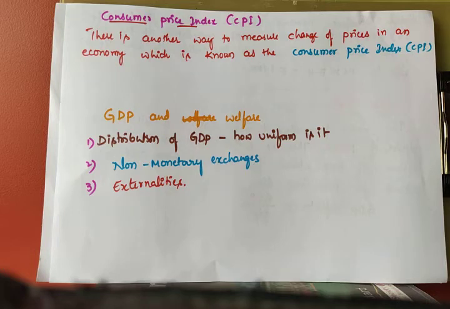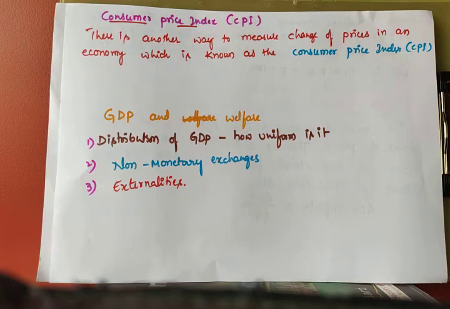GDP deflator means the ratio of nominal to real GDP. The ratio means percentage. The ratio of nominal to real GDP is the index of prices, known as the GDP deflator. To calculate this, there is a formula: GDP deflator equals capital GDP divided by small GDP, into 100. With the help of this only we can calculate.